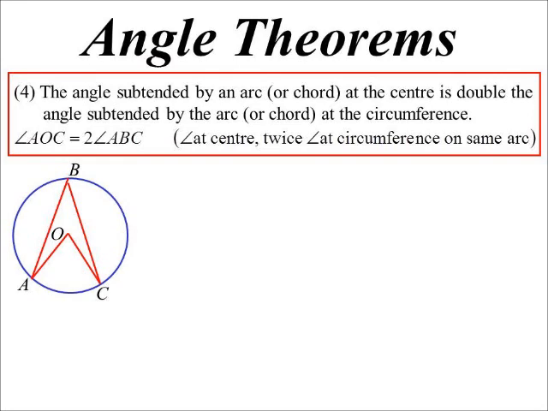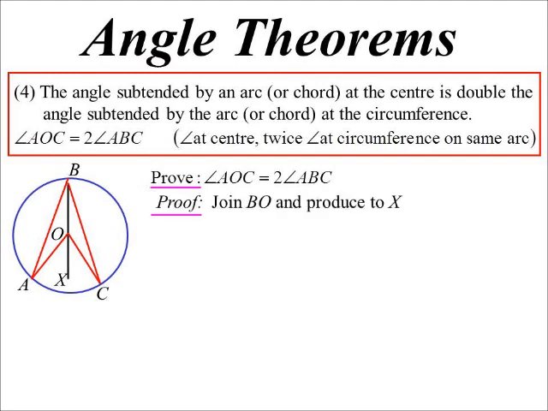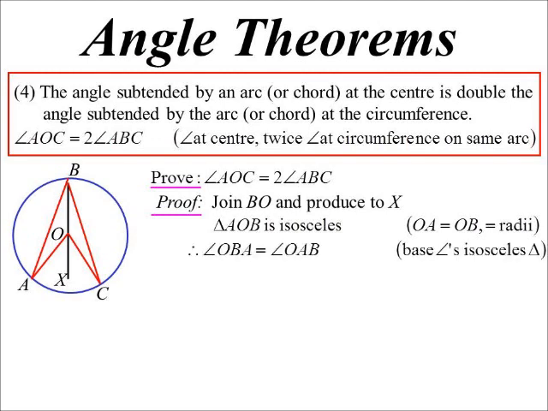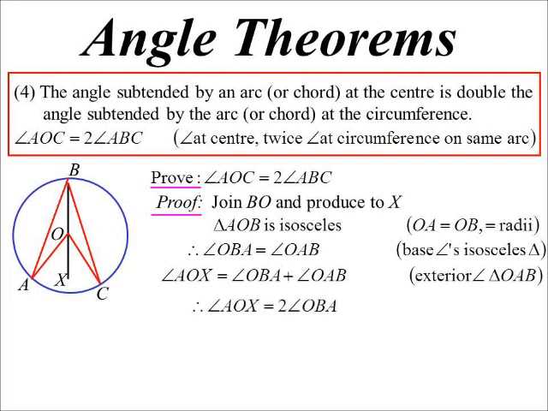Okay. Let's prove it. What I'm going to do is draw in a line, or an interval, BO, and I'll produce that through to another point X. Now, we know triangle AOB is isosceles, because we've got two equal radii there. So therefore I know OBA and OAB would be the same size. Well, AOX is the exterior angle of triangle OAB. So I know they'll add together to give OBA plus OAB. Therefore, AOX is twice OBA.